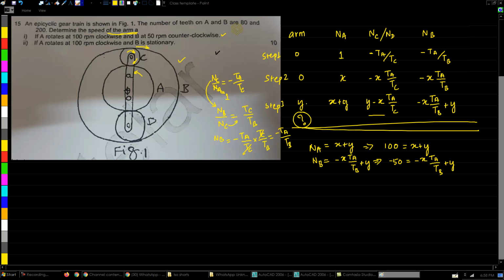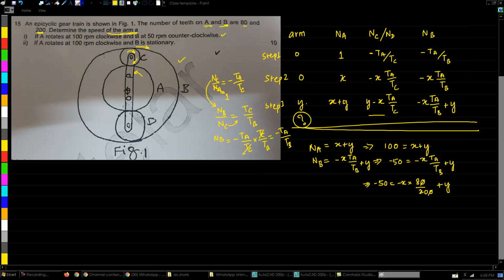Now once again, if you read the question, the number of teeth on A and B both have been given. So using that, we'll be able to get an equation here. So minus 50 equals minus x times number of teeth on A, you can see it here, it is 80, and number of teeth on B, you can see here, that is 200. So upon 200 plus y. So now we have got the two equations, and there are two equations and two variables, so we can easily solve them to find the value of x and y.